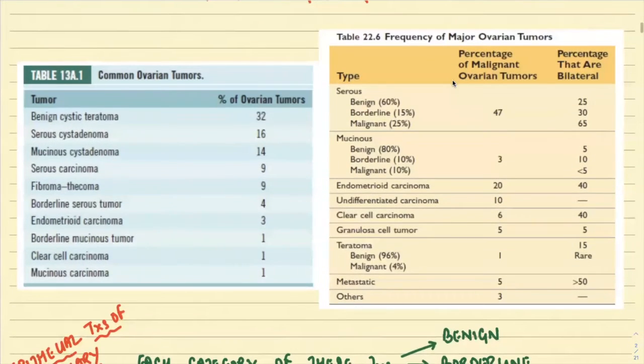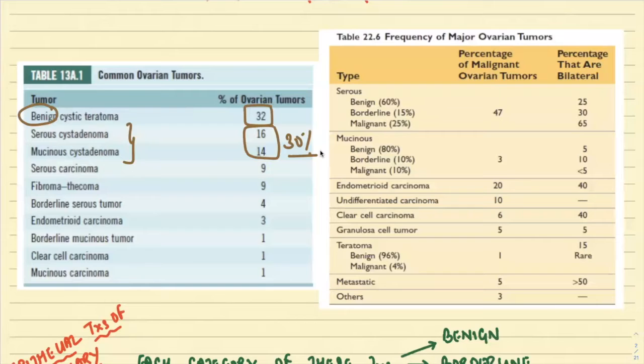See, these are the common ovarian tumors with their relative percentages. The benign cystic teratoma comprises 32% of all the ovarian tumors, whereas, as I told you, the serous and the mucinous tumors together constitute 30%. Yes, I have already explained.